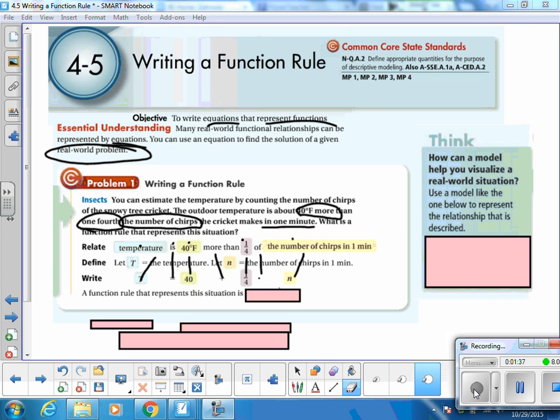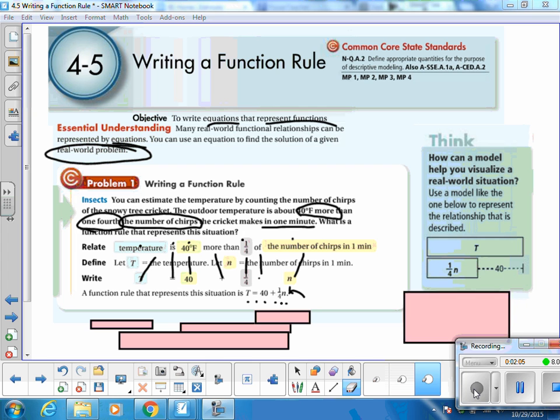So we've taken our sentence and turned it into an algebraic sentence, and you can see it play out there. The function rule represents this situation. If we pull the spaces out, we can see that T equals 40 plus 1/4 N. The temperature is 40 degrees more than 1/4 of the chirps that happen in 1 minute. So if you count the chirps times 1/4 plus the 40, you will indeed find your temperature.